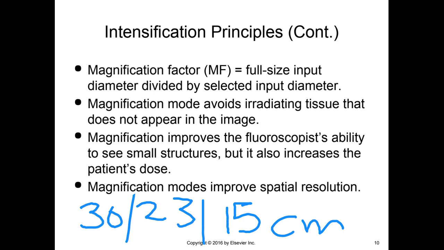So if we select mag mode for our x-ray machine, automatically it's going to adjust the beam or collimate the beam to match the displayed tissue image, whether it's 23 or 15, and it's going to avoid irradiating tissue that is not in the center of that image, whether it's 23 centimeters or 15 centimeters. All right, one thing you have to note that when we're using mag mode, it is going to increase the patient's dose.